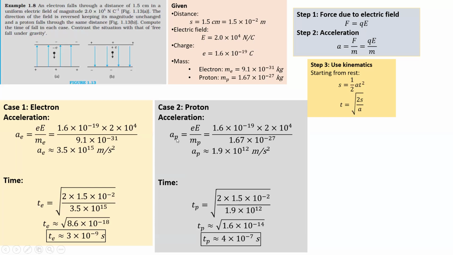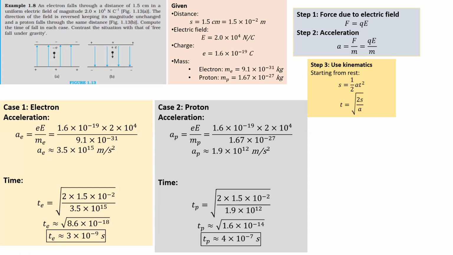Acceleration produced by the proton equal to qE by the mass of the proton. The charge is the same for electron and proton; the magnitude of charge is the same. So 2 × 10^4 divided by the mass of the proton, 1.67 × 10^-27. If you simplify, you get 1.9 × 10^12 meter per second square.